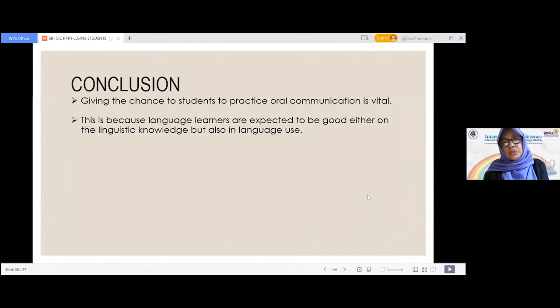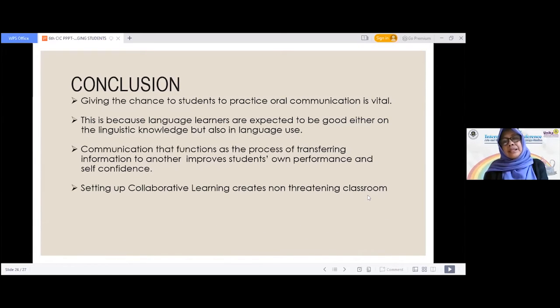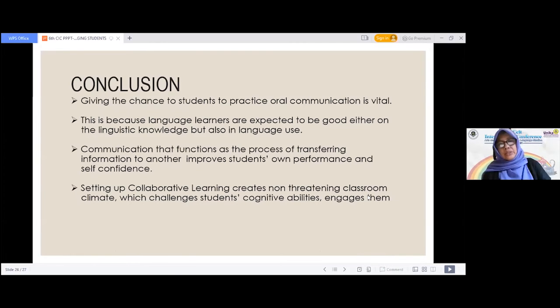Giving the chance to students to practice oral communication is vital. This is because language learners are expected to be good not only in language knowledge, but also in language use. Communication that functions as the process of transferring information to another improves students' own performance and self-confidence. Setting up collaborative learning creates a non-threatening classroom climate, challenging students' cognitive abilities, engaging them personally, and increasing interest.